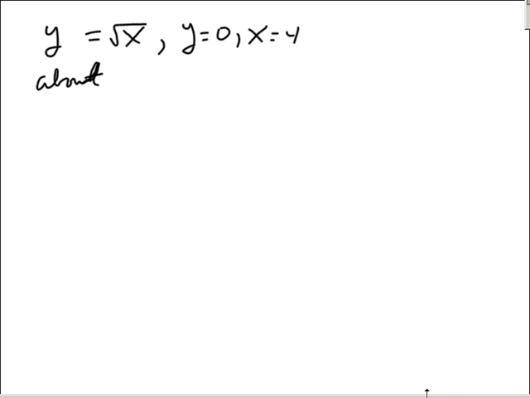Suppose you want to revolve the area bounded by the curves y equals square root of x, y equals 0, and x equals 4, and you want to revolve it about the line x equals 6.